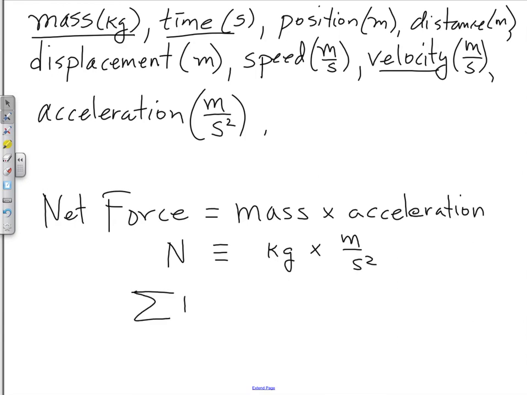So, let's write this in a more mathematical form. Mathematical form is the summation of forces acting on an object that possesses a mass m times the acceleration. So the net force is the product of the mass and the acceleration. Now notice, acceleration is a vector. Force is a vector.